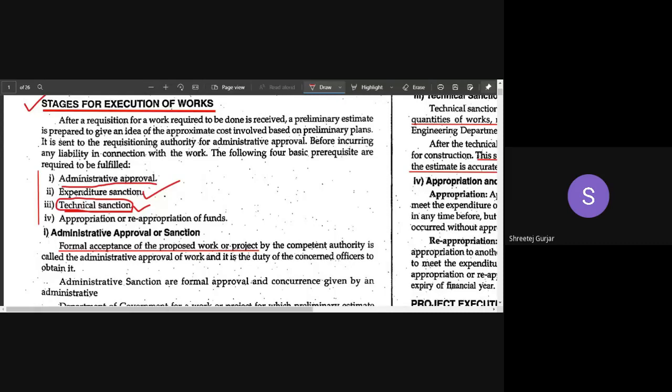After this, there is one more thing called appropriation or reappropriation of funds. We will learn it later on when we move on to appropriation and reappropriation.